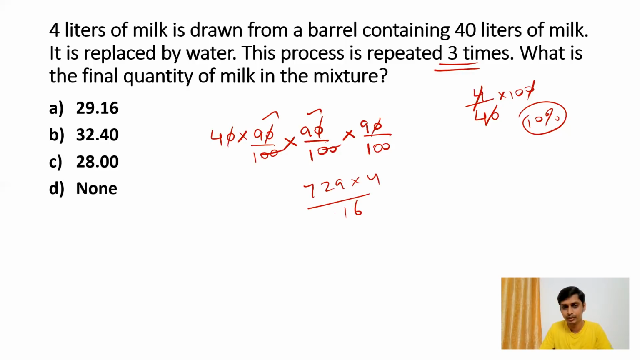2916. And you have two zeros at bottom. So you have to keep a decimal here. So from 40 liters, now you will be left with only 29.16 liter of milk.